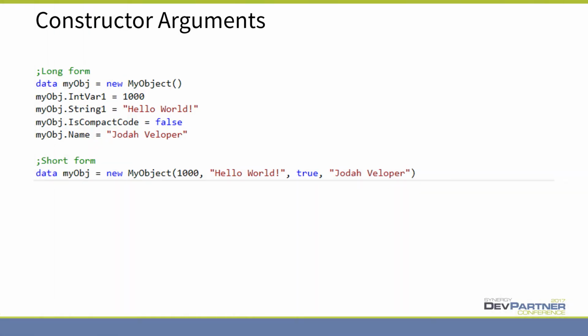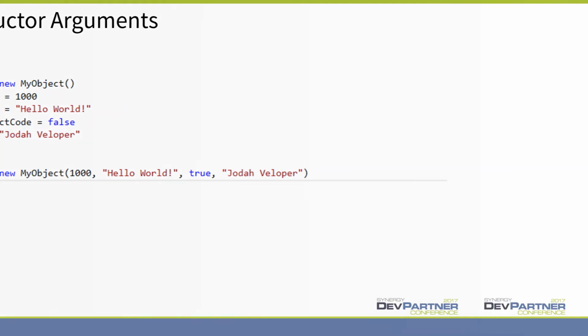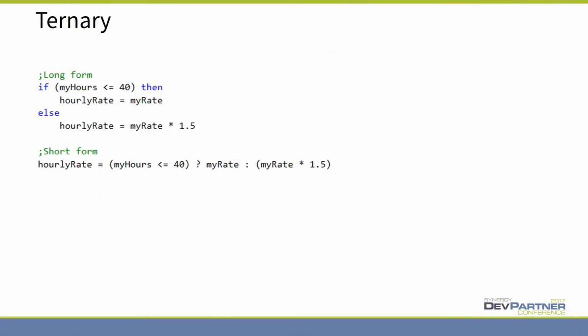Another very similar type of compaction technique is constructor arguments. So you see here the same number of lines in the long form. In the short form, it's slightly different because what you're doing is you are passing the values for the fields as arguments to your constructor, which requires that you in fact have a constructor that accepts that specific number and type of arguments. Ternary pattern is another one.